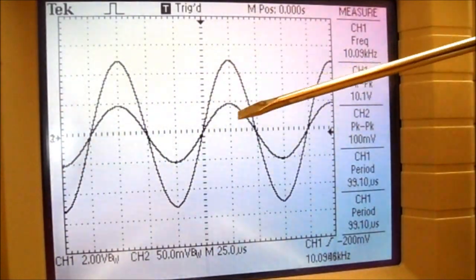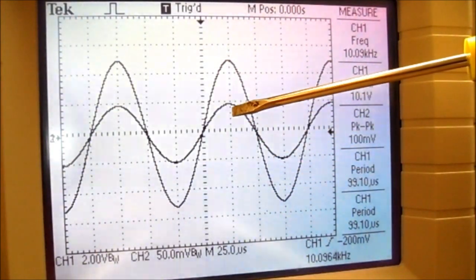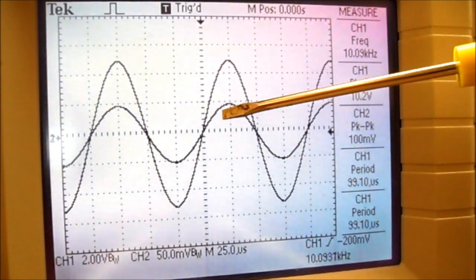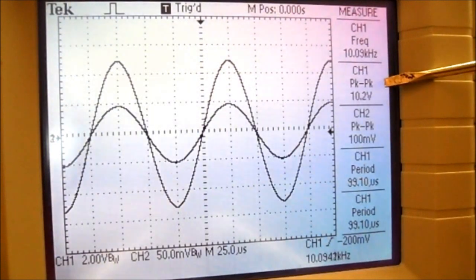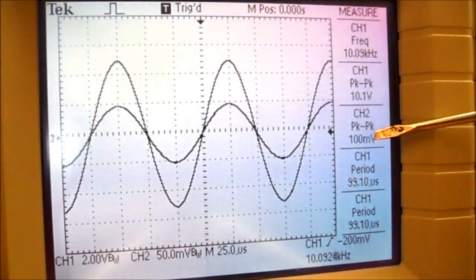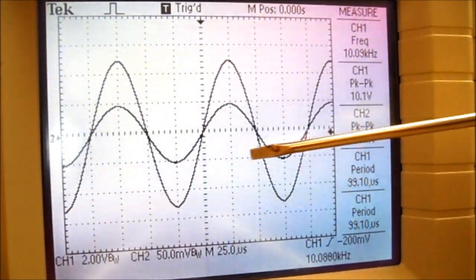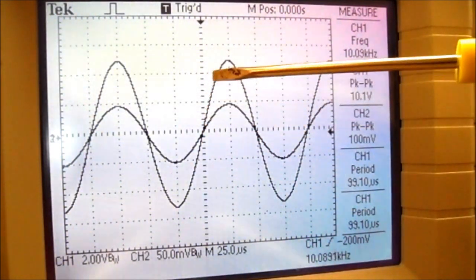So you can see on my oscilloscope screen, the large waveform is the input voltage. The smaller waveform is the current going through the 1K ohm resistor. And you can see my input voltage is 10 volts peak to peak. And channel 2, I have 100 millivolts. So remember to divide that by 10 ohms, and you end up with 10 milliamps. And you'll notice the current waveform is in phase with the input voltage.